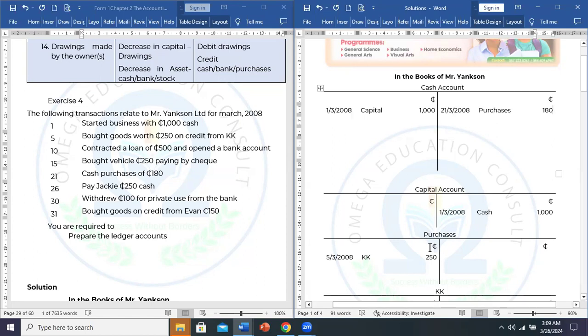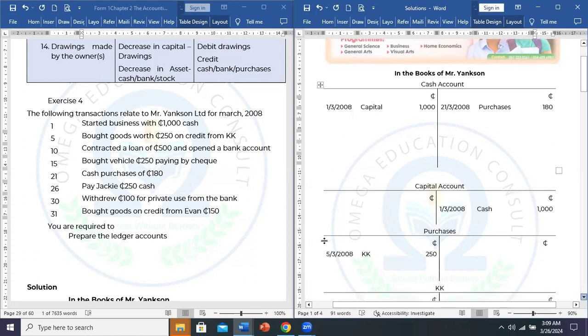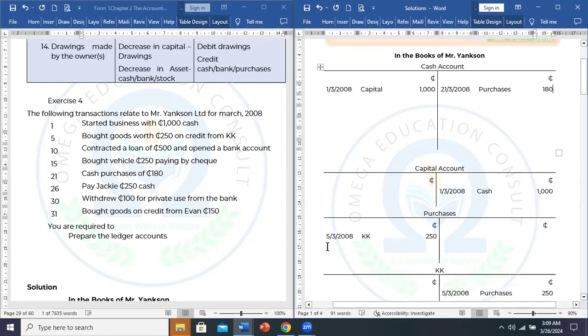And then we'll go to the purchases account and we debit it, right? I think these are things you have done. I'm just going over for us to be on the same page so that we can carry on to new things you have to learn. So in the purchases account, we show 21st March 2008. The details will be cash, an amount of 180. Good. The next one, pay Jackie 250 cash.